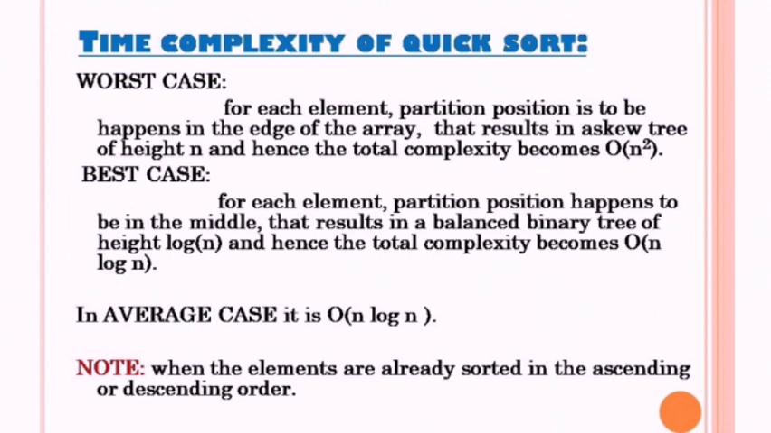Next, the time complexity of a quicksort algorithm. In the worst case, for each element, partition position happens at the edge of the array, which results in a skew tree of height n, and hence the total complexity becomes O of n square. In the best case, for each element, partition position happens to be in the middle, which results in a balanced binary tree of height log n, and hence the total complexity is O of n log n. In the average case, it is the same, O of n log n.